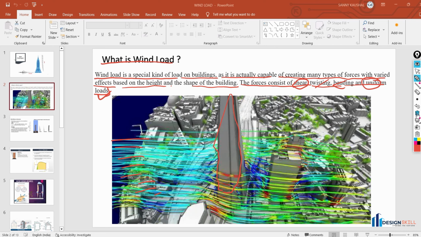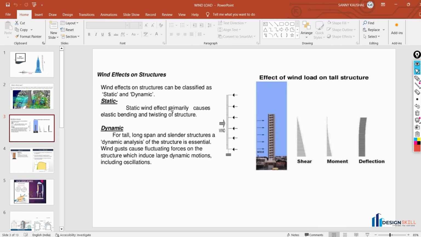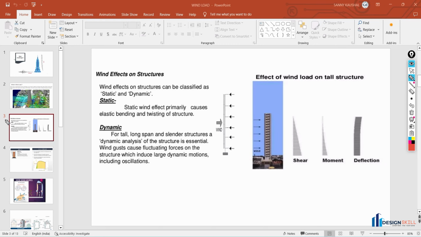Now move to the next slide, which is all about the effect on the structure. What effect is the wind going to create on the structure? When any wind is applied on the structure, what could be the effect of it? The wind effects are classified into two types: one is static and the second is dynamic. First of all, we will study the static one. Static wind effect primarily causes elastic bending and twisting of the structures.